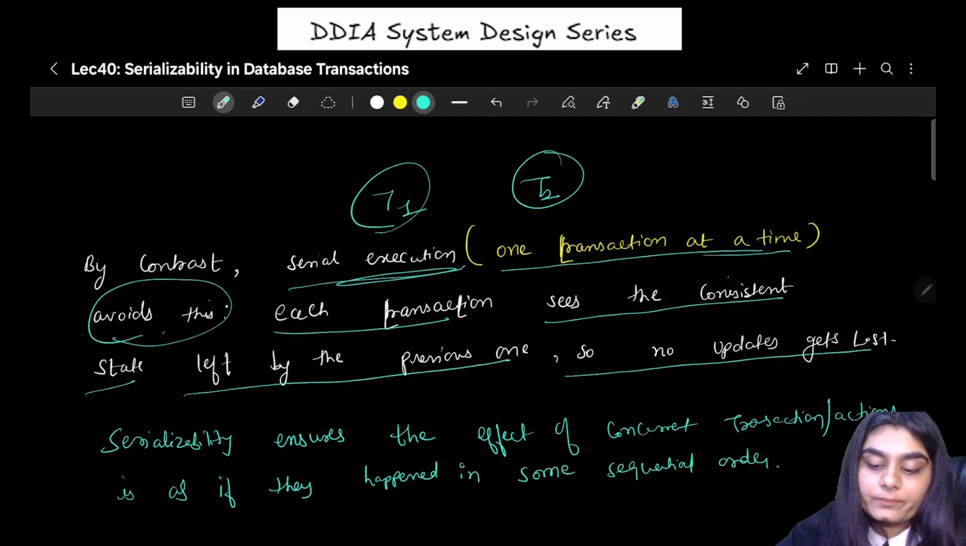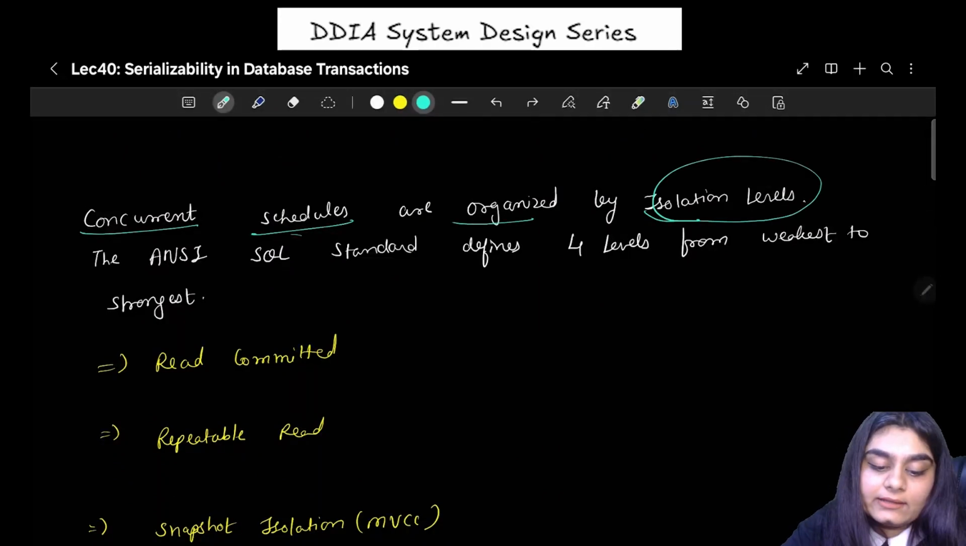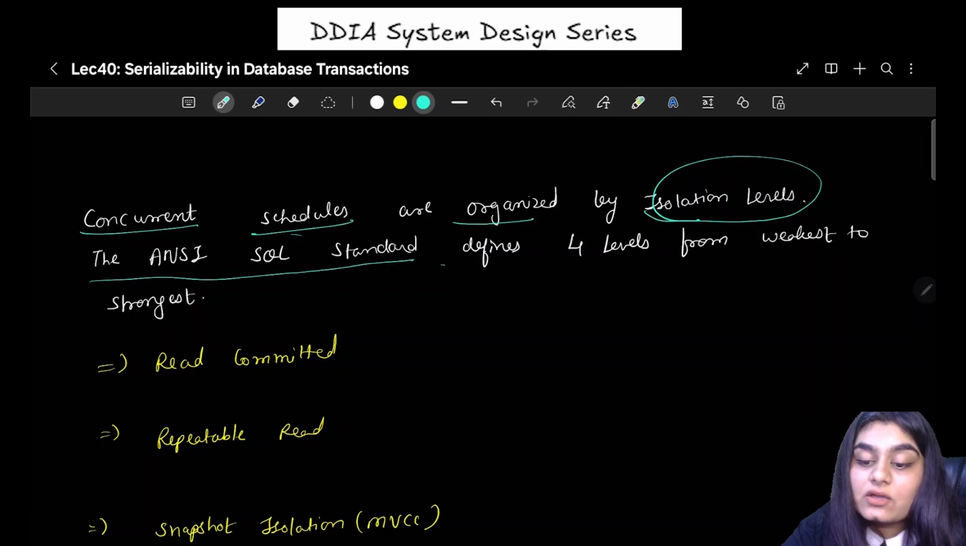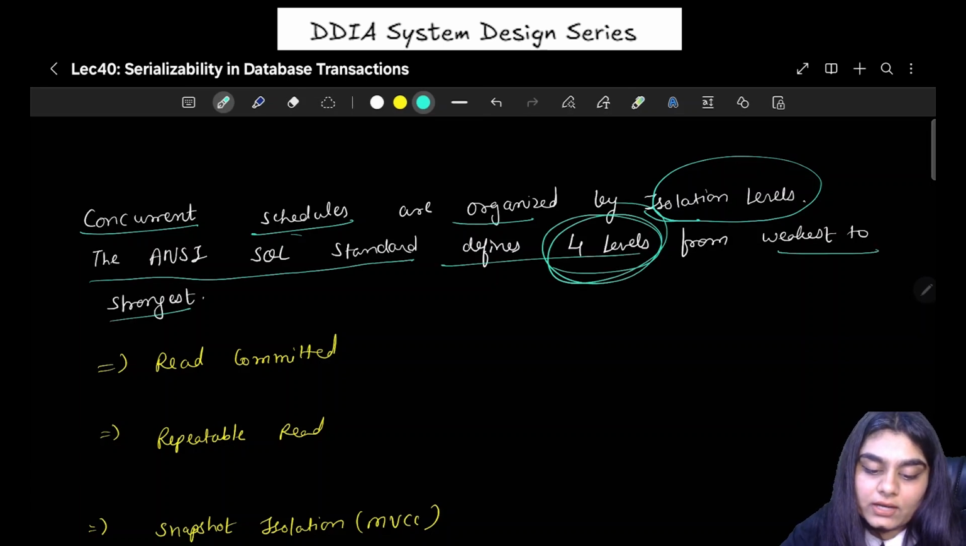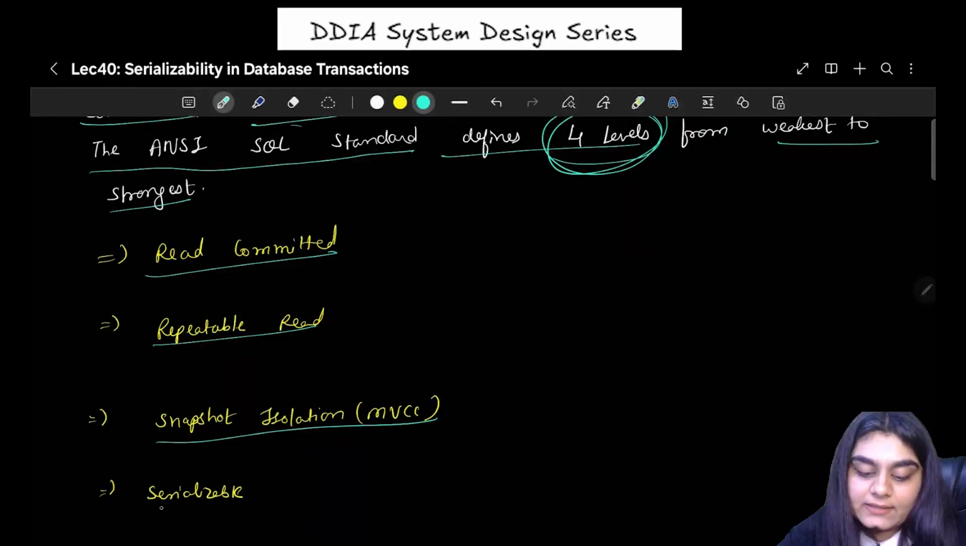Okay, so here concurrent schedules are organized by isolation levels, and the SQL standard defines four levels from weakest to the strongest. Those four are read committed, repeatable read, snapshot isolation, and serializable.